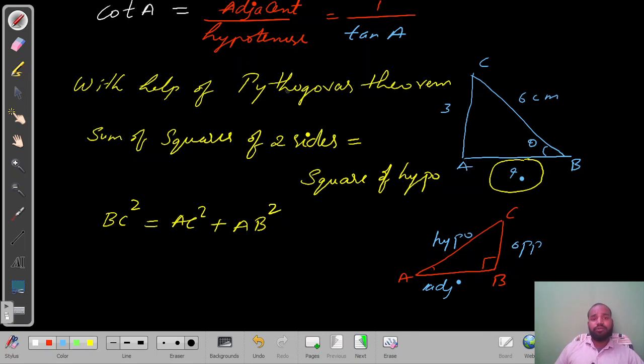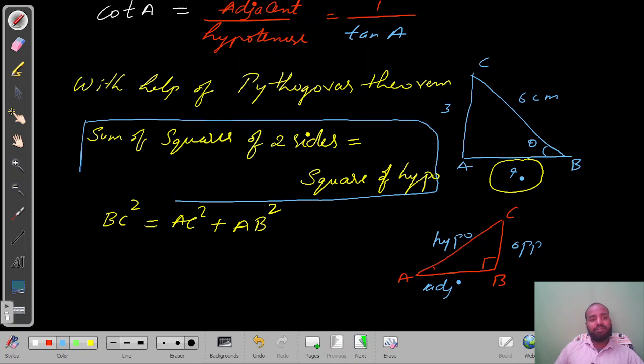So don't forget what the Pythagoras theorem is. If you remember the Pythagoras theorem, then you will definitely get the solution. What is the Pythagoras theorem? The sum of the squares of the two sides is equal to the hypotenuse square. Now I changed the right angle triangle. I kept the right angle at B now. In the last example, I kept the right angle at A.